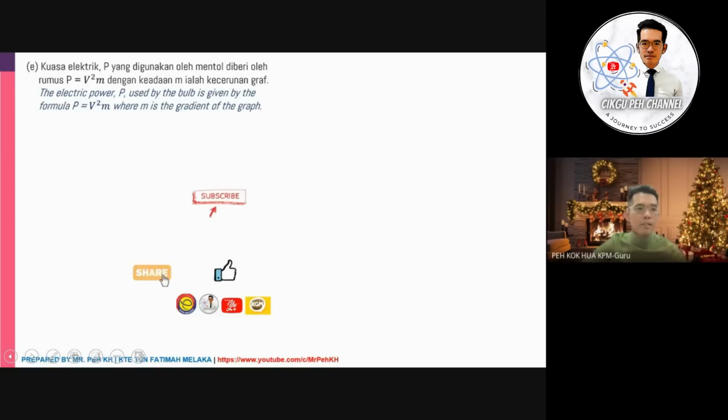Then part E is another type of question regarding power, which is quite similar to the question asked in episode 1. But the equation from episode 1 is P equal to I squared M, whereas here it will be P equal to V squared M. The electric power used by the bulb is given by P equal to V squared M, where M is the gradient of the graph.